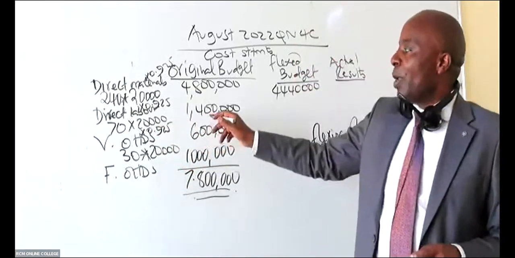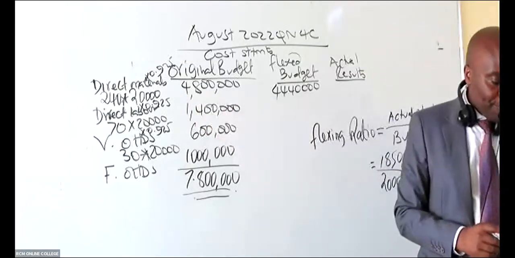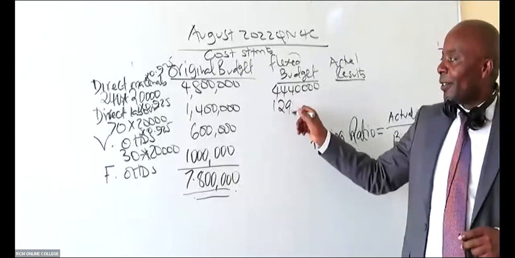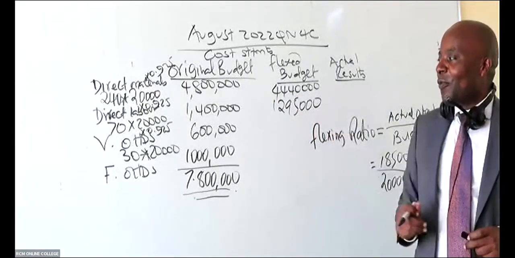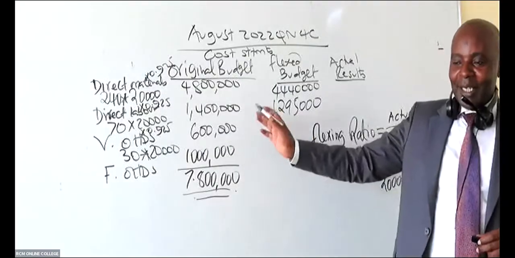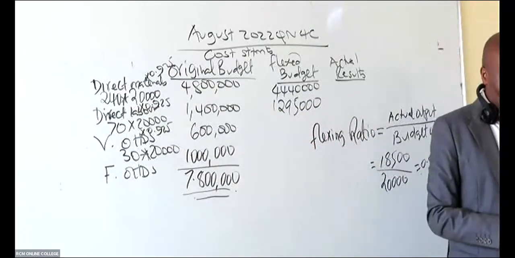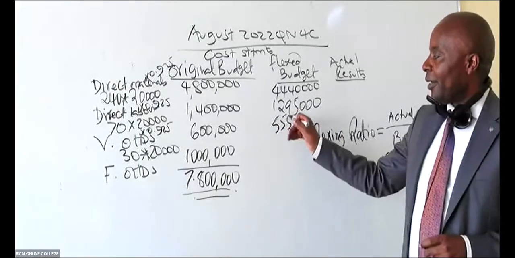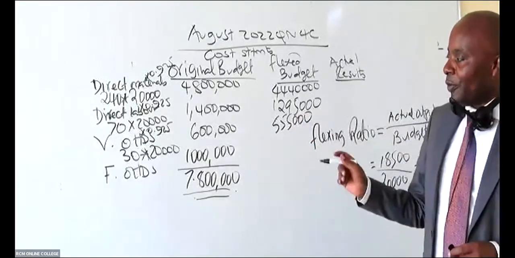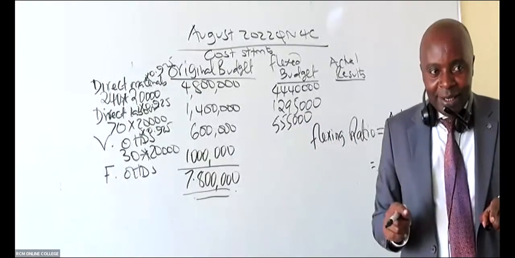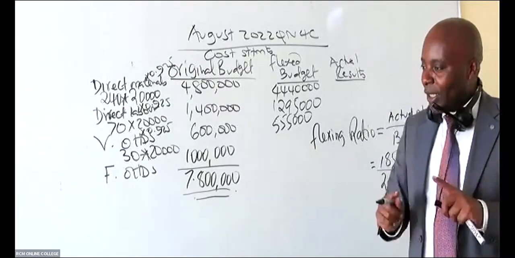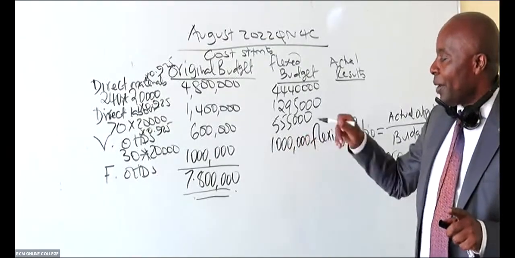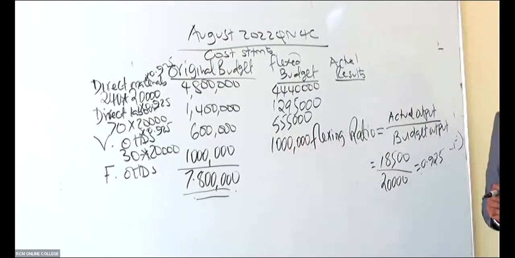How about direct labor? We have 1.4 million times 0.925. 12.95. And then we have variable overheads. They are dynamic. 600,000 times 0.925, which will give me 555,000. And then fixed overheads, if the devil comes your way, you'll flex it. And we don't want the devil anywhere near us. So this one, we take it as what here, somebody? 1 million, isn't it? Because we shall not flex that one.